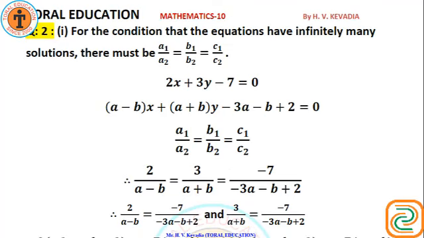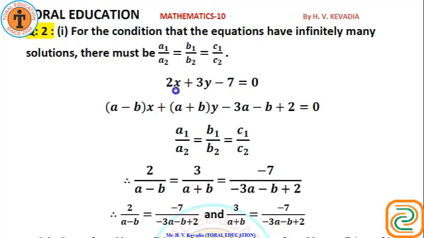Main question number 2. Again there are two questions. I am reading the question. For which values of a and b does the following pair of linear equations have an infinite number of solutions? For an infinite number of solutions, we have the condition that a1 upon a2 equals b1 upon b2 equals c1 upon c2. If this happens, then we have infinite solutions.